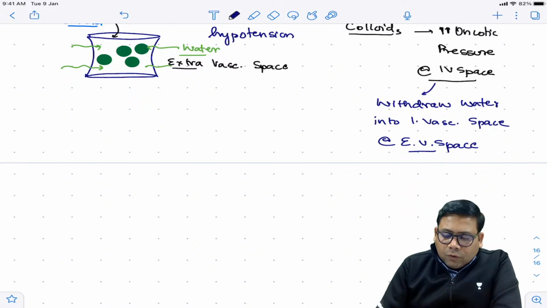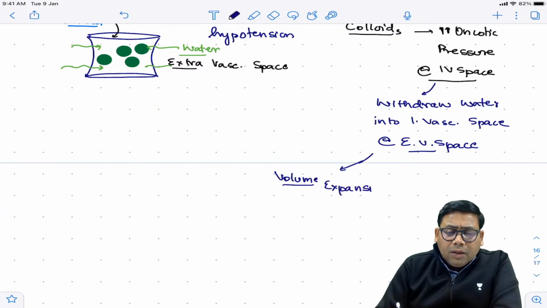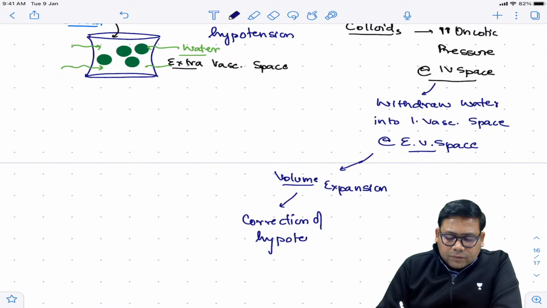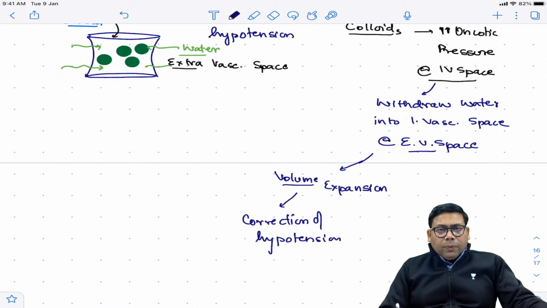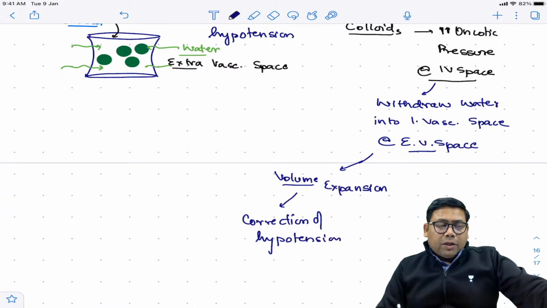When it withdraws the water, therefore it causes what? Volume expansion. And once it causes volume expansion, what will happen, students? There will be correction of hypotension. So these are very, very simple and important things that we need to understand.